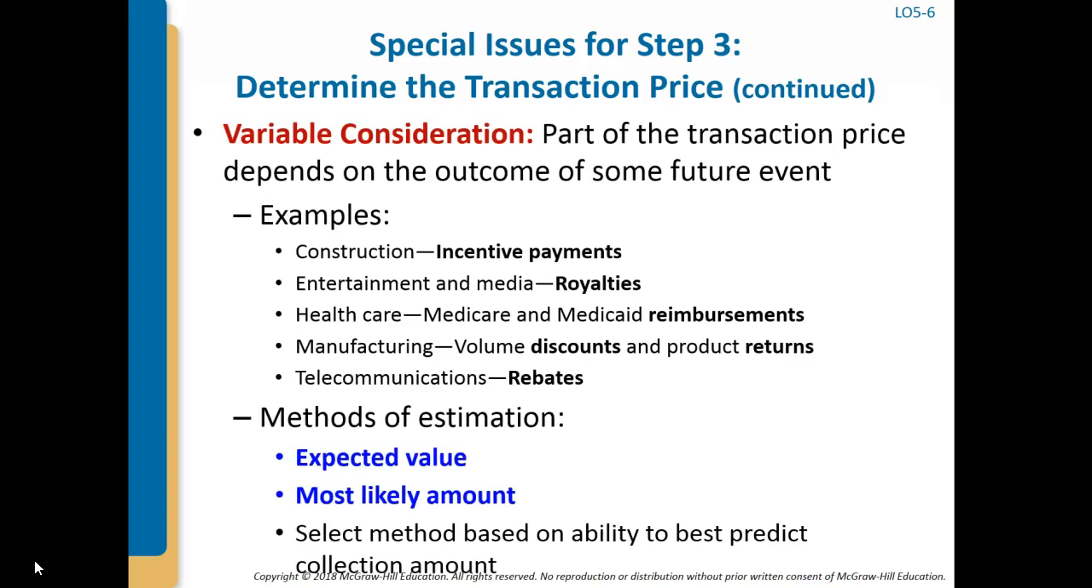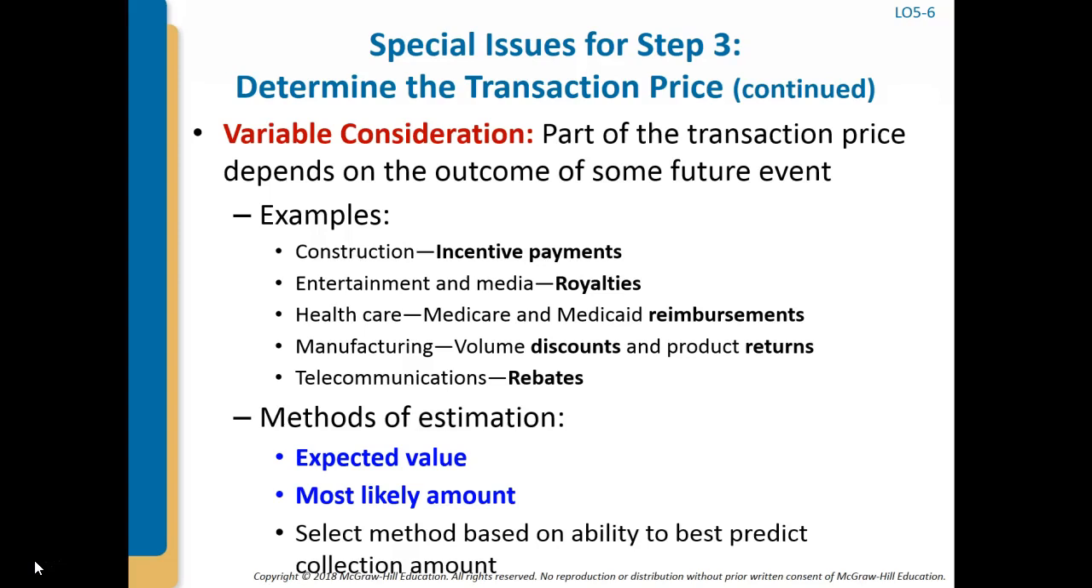So variable consideration occurs when part of the transaction price depends on the outcome of future events. Examples of variable consideration include incentive payments in the construction industry, royalties in entertainment and media, Medicare and Medicaid reimbursements in the healthcare industry, volume discounts and product returns in manufacturing, and rebates in the telecommunications industry. Variable consideration is estimated as either the expected value or the most likely amount.